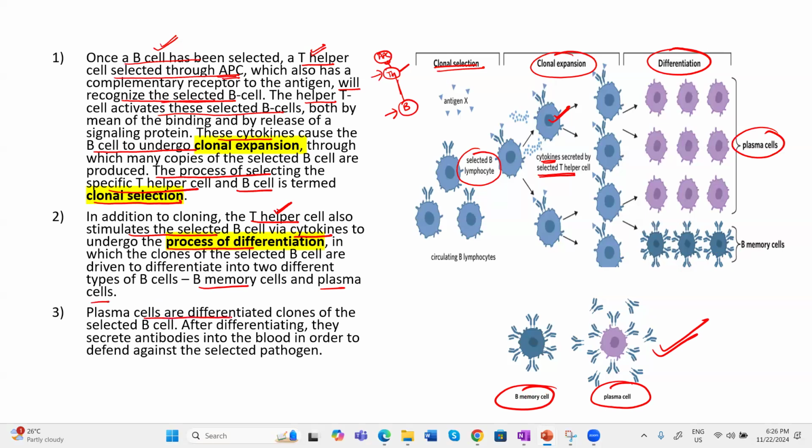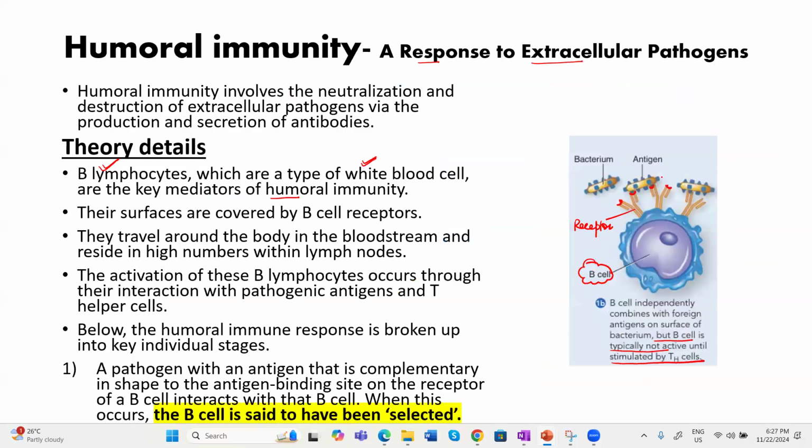Plasma cells are differentiated clones of the selected B cells, and after differentiation, they will secrete antibodies to defend the body against pathogens. So once again, let me revise. First of all, B cell. Just revise, beta. B cell with its receptor will bind to the antigen, and this B cell we will say is selected. Is it clear?